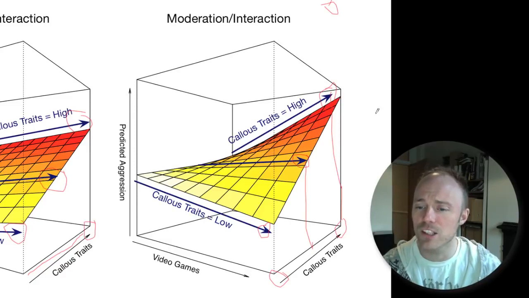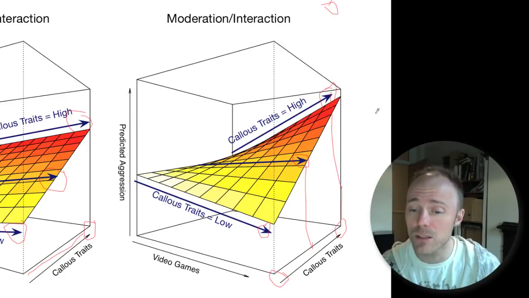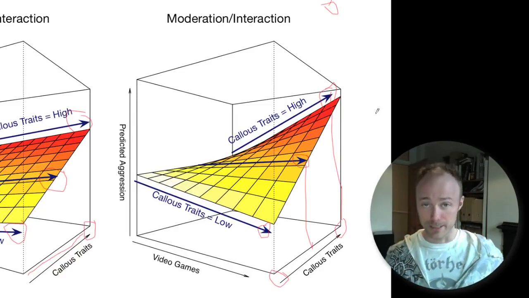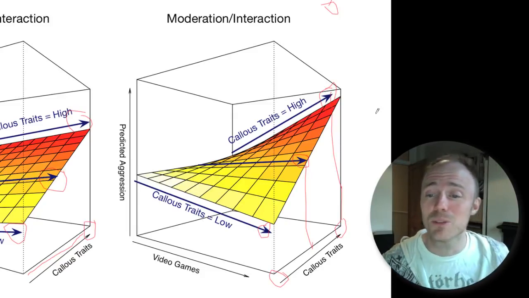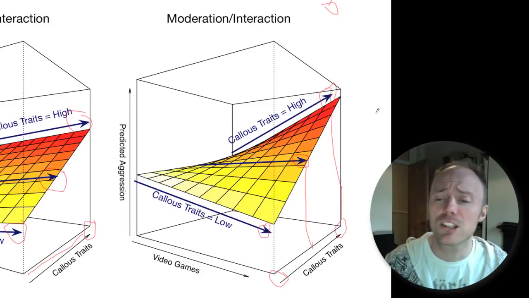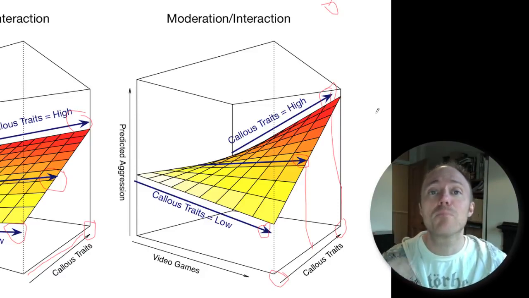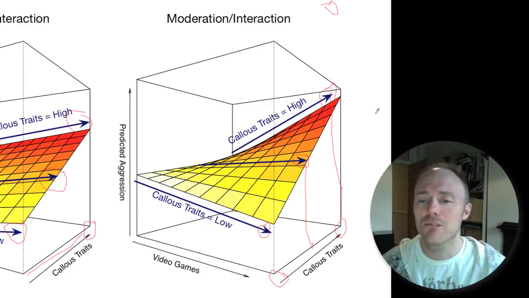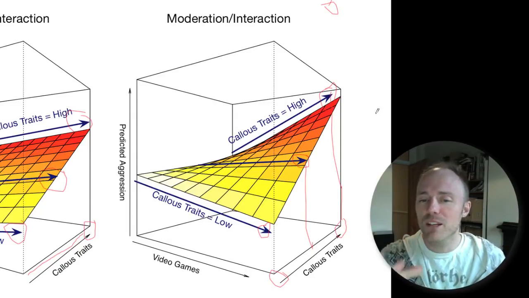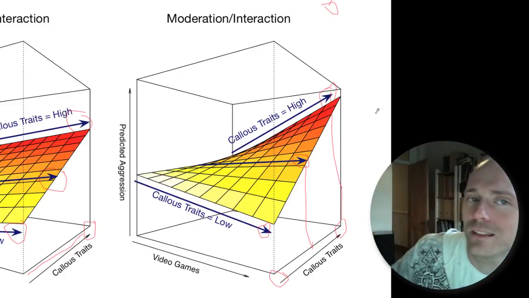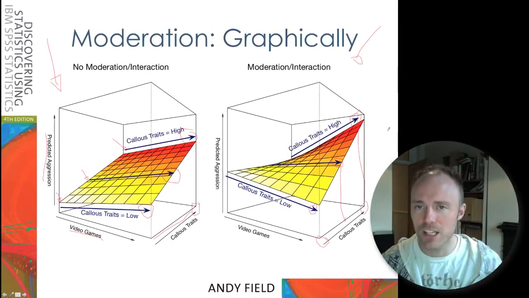So this is an example of moderation in that at low levels of callous traits, there's actually a negative relationship between video gaming and aggression. At average levels of callous traits, there's basically no relationship between video gaming and aggression. And at high levels of callous unemotional traits, there is a positive relationship. So the relationship between video gaming and aggression is changing as we move along the continuum of callous unemotional traits. So that's what moderation is.